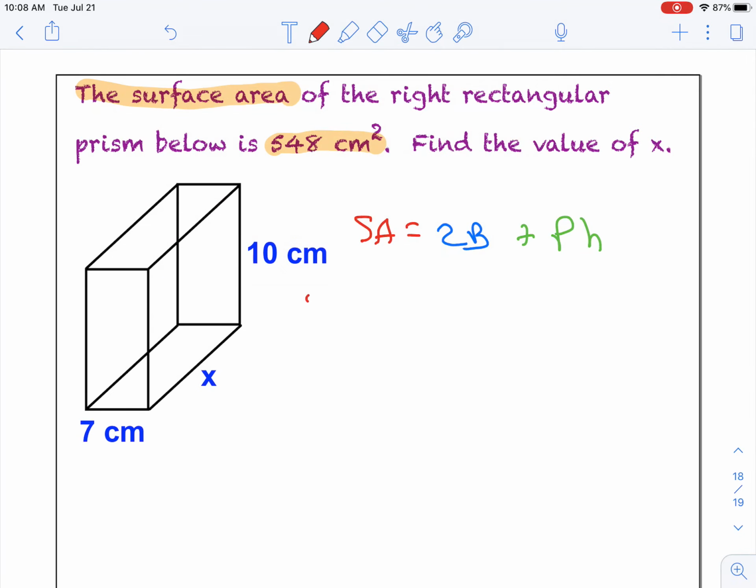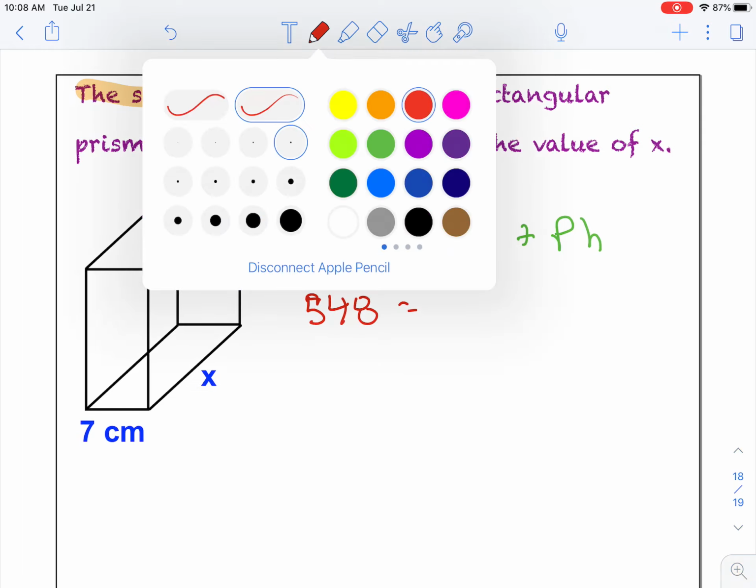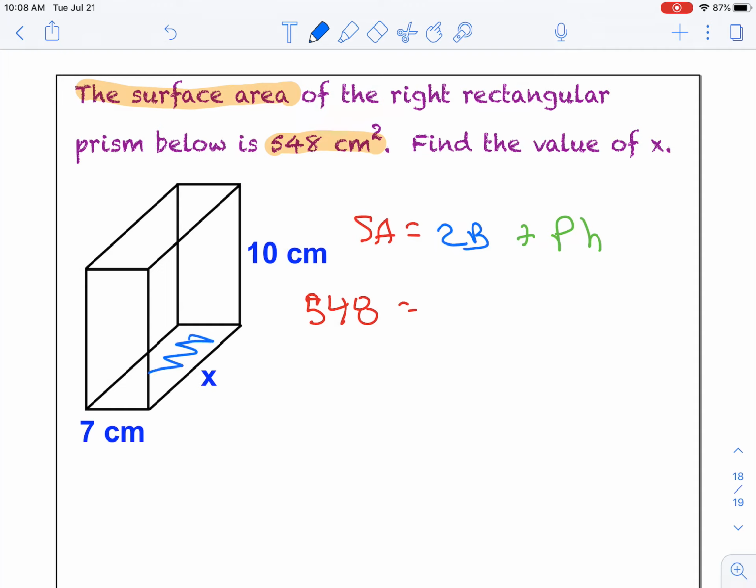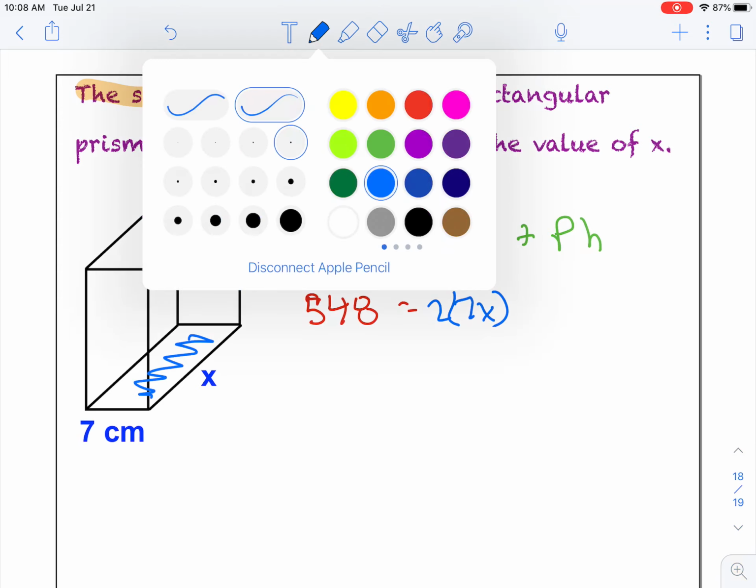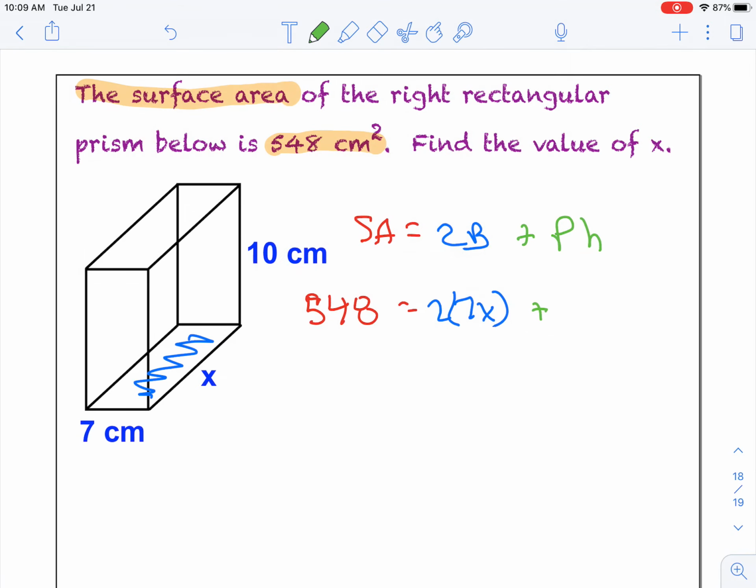You know the surface area is 548. It gave you that. The area of the base. So here's your base. It's a rectangle, so it's 7x times 2. What's the perimeter of your base? Well, it's 7 plus 7. There's 7 over here, and another x. So the perimeter of the base is 14 plus 2x. That's your perimeter of the base. And then the height of your prism is 10. So now you have all the pieces.